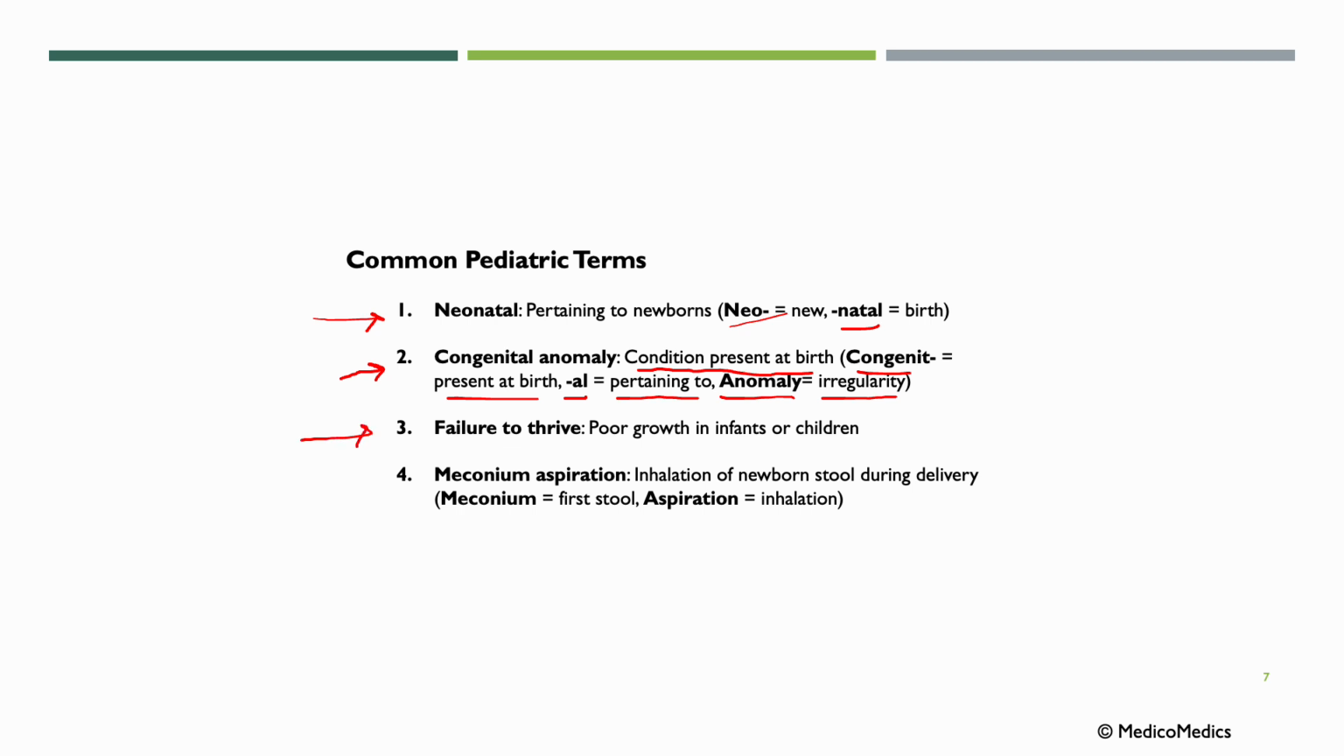Failure to thrive means poor growth in infants or children. Another term is meconium aspiration, meaning inhalation of newborn stool during delivery. Meconium means the first stool. Aspiration means inhalation.